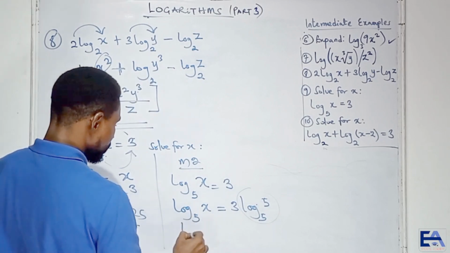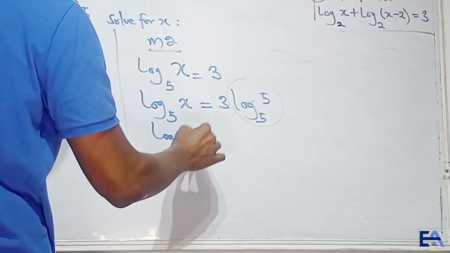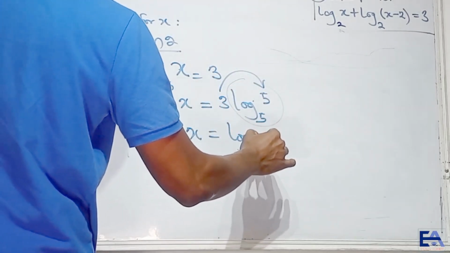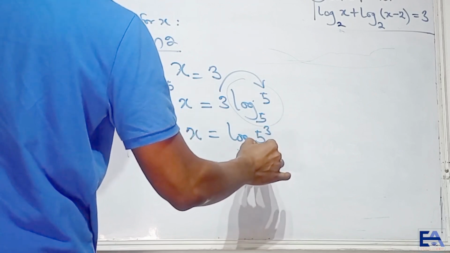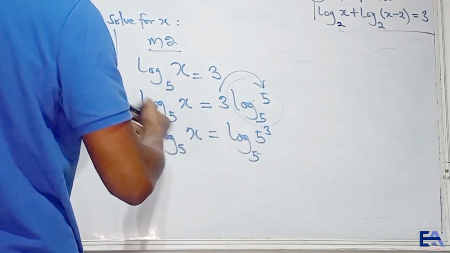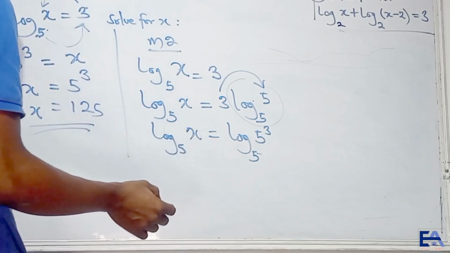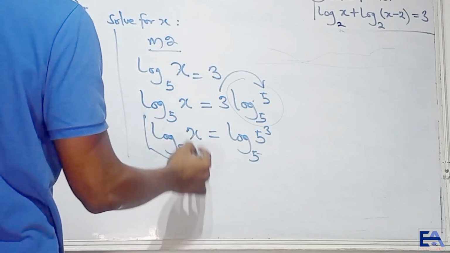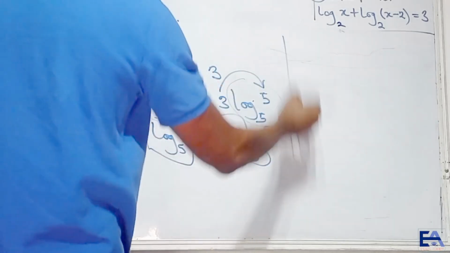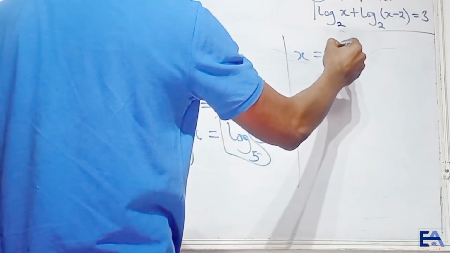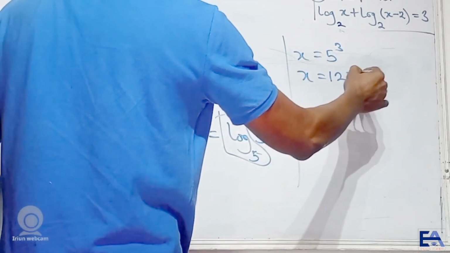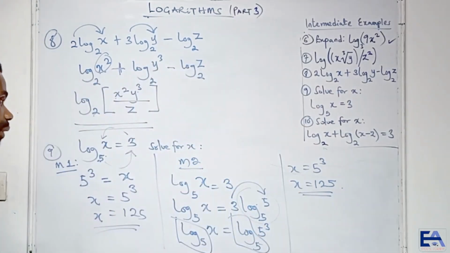So after doing that, you now say log x to base 5 is equal to log 5 raised to power 3 to base 5. Since you have the same logarithm on both sides, you are free to cancel log base 5 on both sides. When you cancel them out, you now have x is equal to 5 raised to power 3. And if x is equal to 5 raised to power 3, it means x is equal to 125. You can also solve it that way.